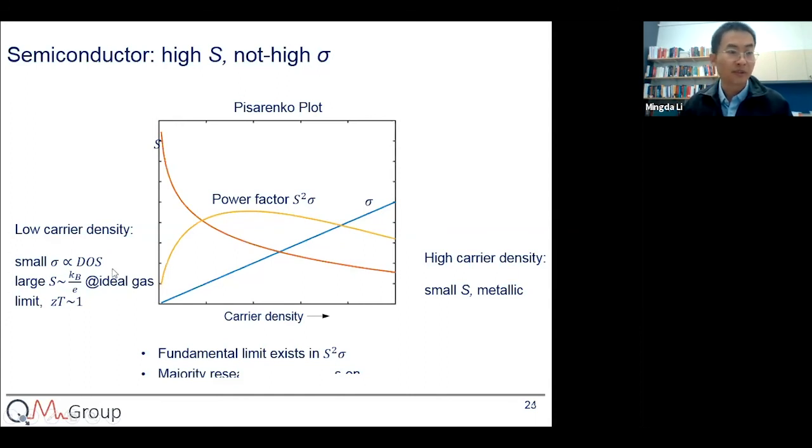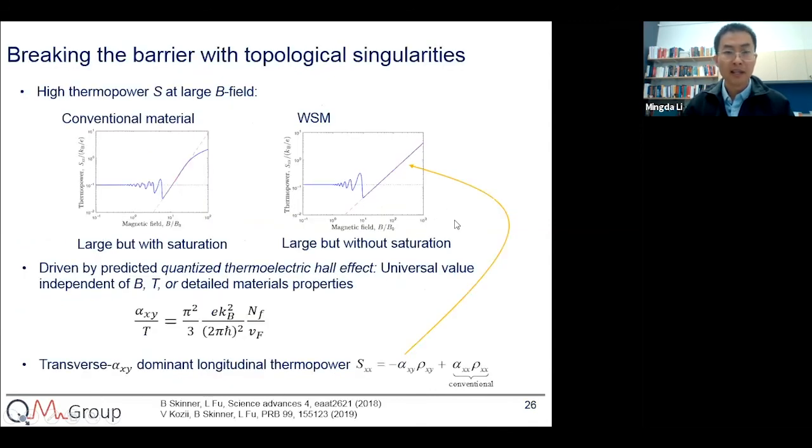And there's one more thing that was mentioned, this S, if we have really random particles, electrons, just like an ideal gas, it's just like k_B over e. So this highly randomized carrier gives a high thermal power. And so recently, one physics professor, Liang Fu, in the physics department, made a few predictions. He presented some theoretical guidance on how we can use the topological singularity in the Weyl semimetal to break the barrier.